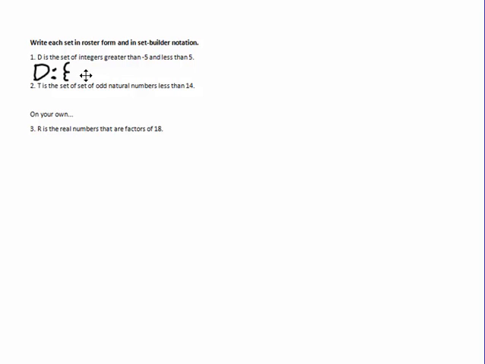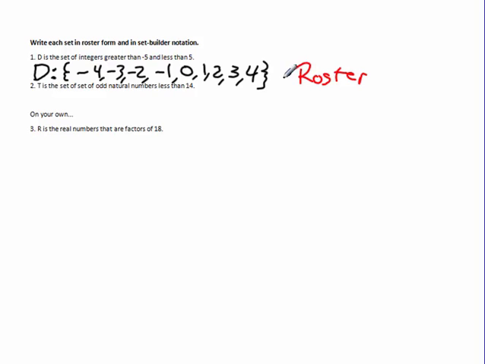Negative 4. Good job. So negative 4, and then negative 3, negative 2, negative 1, 0, 1, 2, 3, and 4. And we close our bracket. This is in roster form. So I'm going to write that. I'm going to say roster. That's this guy right there.